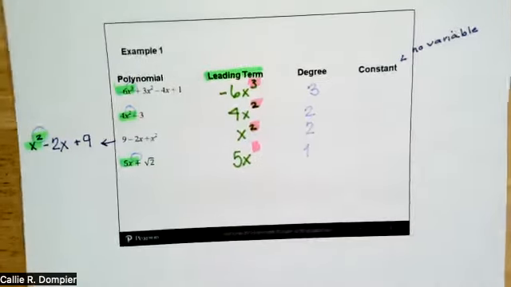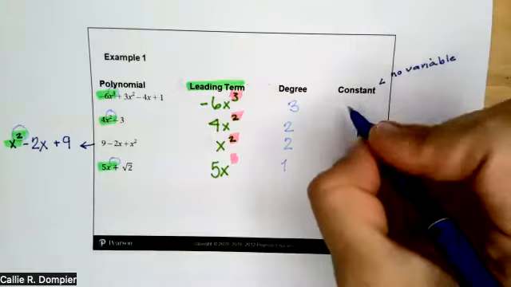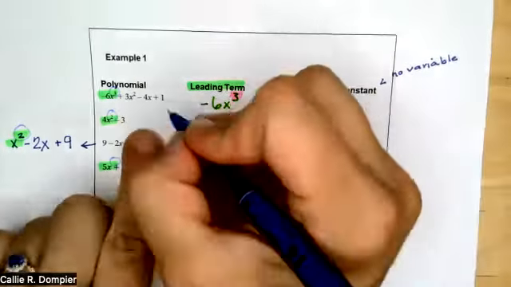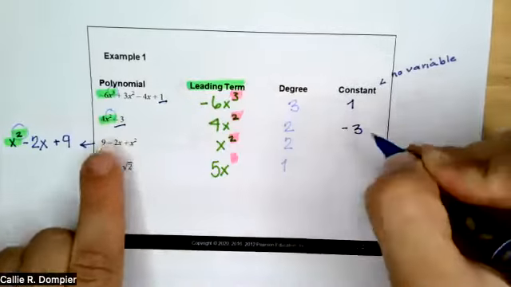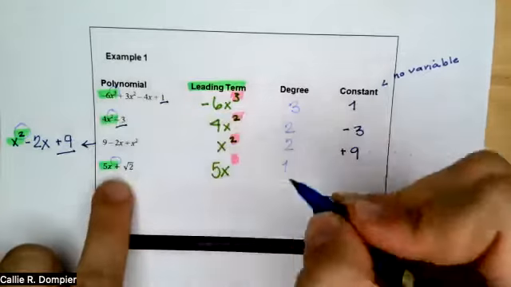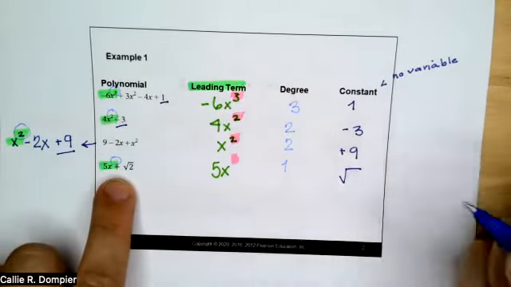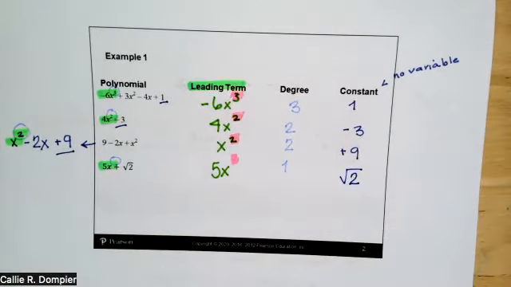Constant is the part of the polynomial that has no x in this case, or no variable. The constant here is 1. The constant here is -3. The constant here is +9. And here, oh, I didn't need to put that plus sign. Got caught up for that -3. And then square root of 2.